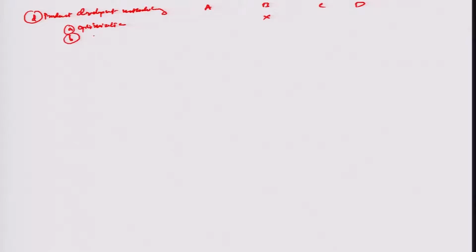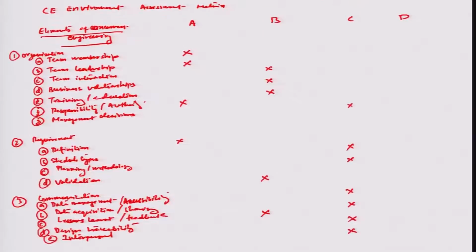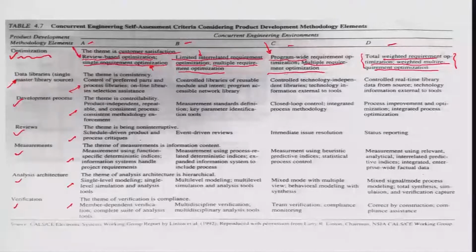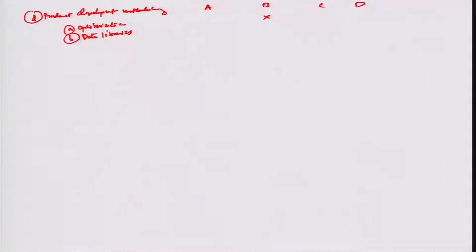Similarly, in this particular case, the data libraries are established across the program to provide application independent data to all projects, as well as complete product design data packages. So, this corresponds to a level C, which talks about independent libraries, technology, information, external to tools. So you can think of a level here. Okay, so this is level C, where the data libraries of the program are. So we just grade this level C.